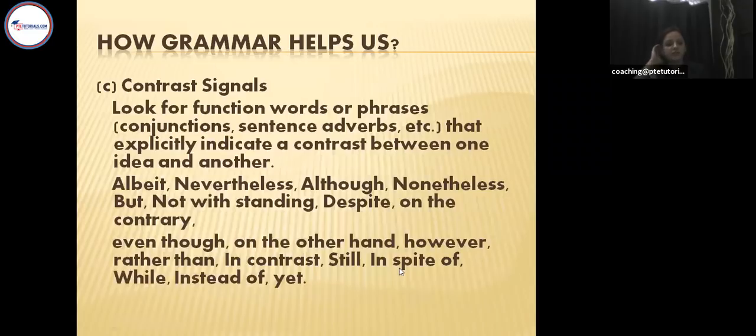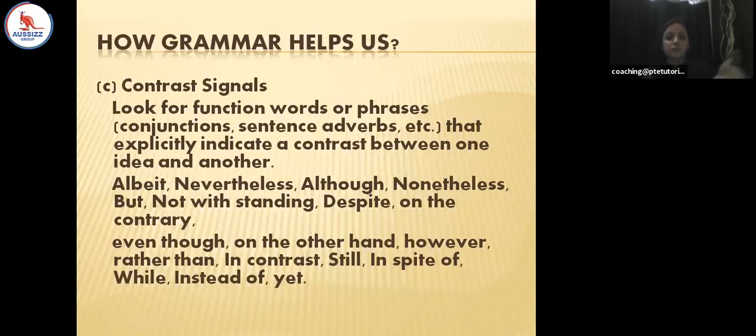Next, contrast signals. Some functional words are there, sometimes conjunctions, cohesive devices like but, and, neither, nor. FANBOYS you can take here. For means for something, again, I need something. Plus cohesive devices are there. Now what are cohesive devices?